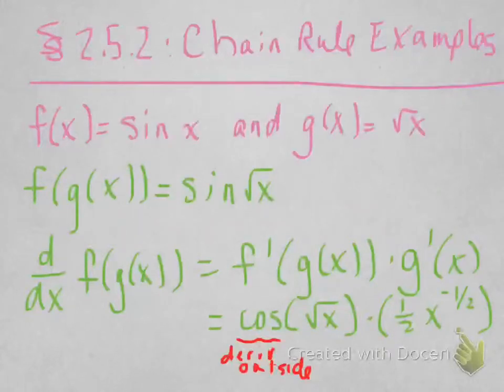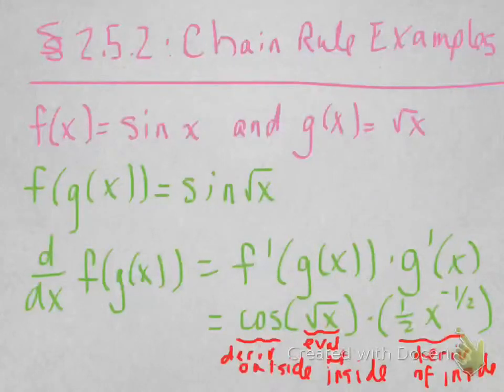Before we go on, just notice that the cosine is the derivative of the outside evaluated at the inside, times the derivative of the inside. So that's the way the chain rule works.